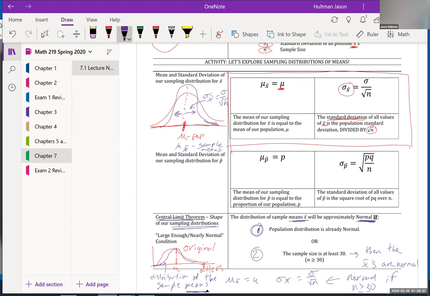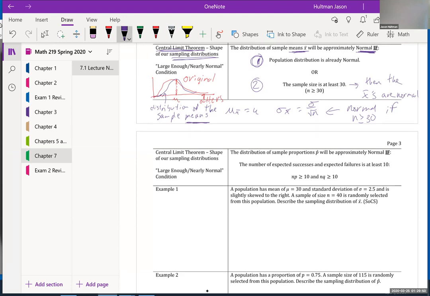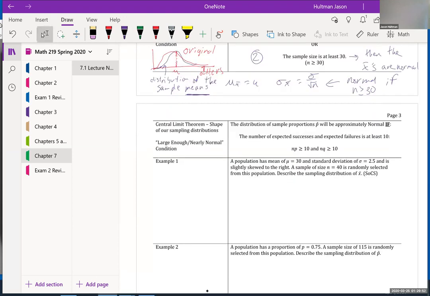I'm going to skip the next one. We'll come back to proportions. I don't want to confuse means and proportions right now. We'll come back to the proportions. Skip the next thing about proportions. Okay, let's go to example 1.